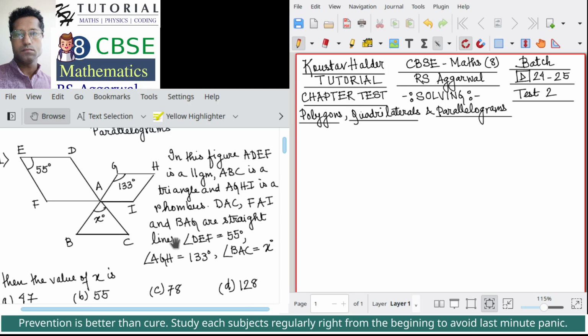The first problem says there is a figure. In this figure, ADEF is a parallelogram. ABC is a triangle, and AGHI is a rhombus. DAC, FAI and BAG are straight lines. Angle DEF is given to be 55 degrees. Angle AGH is given to be 133 degrees, and angle BAC is x degrees. So find the value of x. We have to find the value of x. Okay, so this is question number 1.